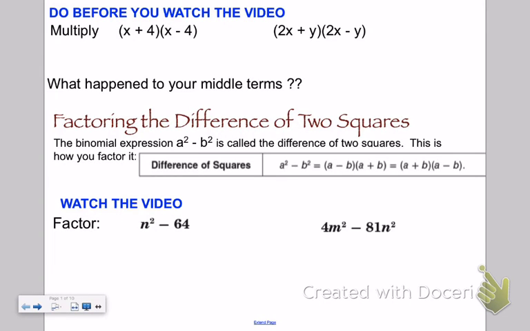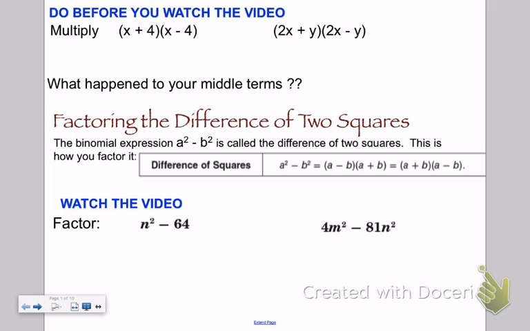Right, so hopefully you did the multiplication above at the top of this page before you started watching this video. So we're going to look at factoring the difference of two squares. We noticed that when we did the multiplication, our middle terms canceled out. So we are left with two terms, even though we did a binomial times a binomial.